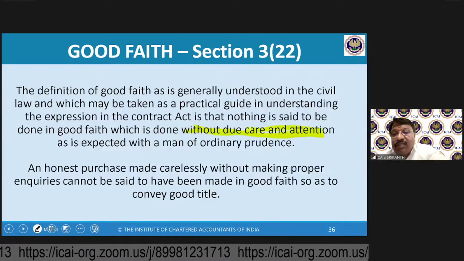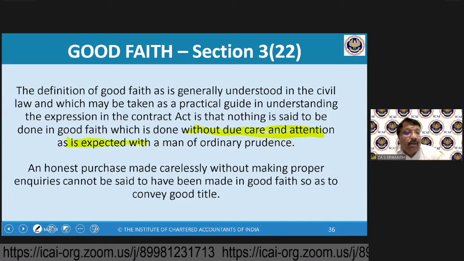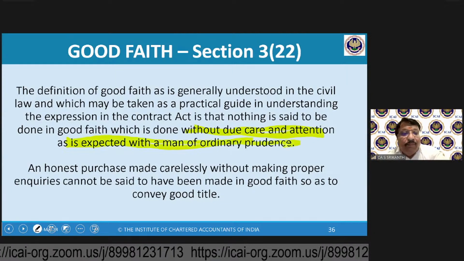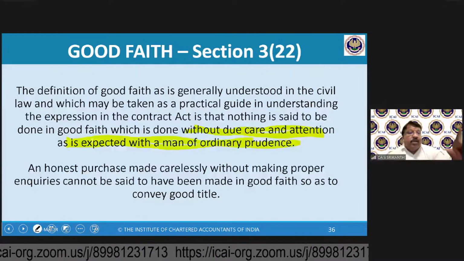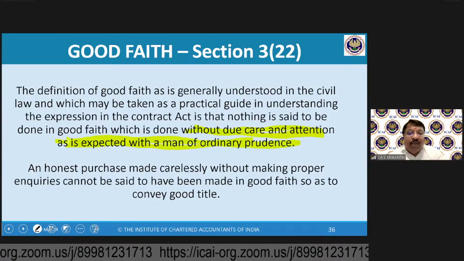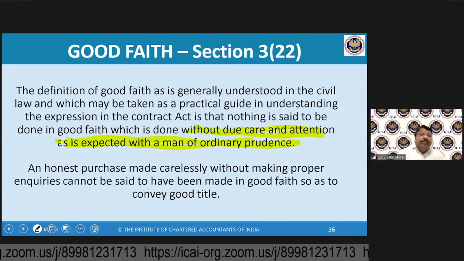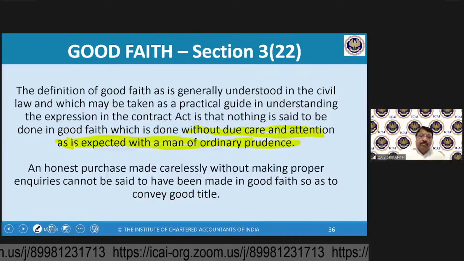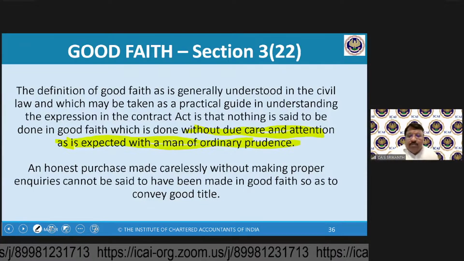This is very, very strange. What is good faith? Nothing is said to be done in good faith which is done without due care and attention, as is expected with a man of ordinary prudence. See, man of ordinary prudence.